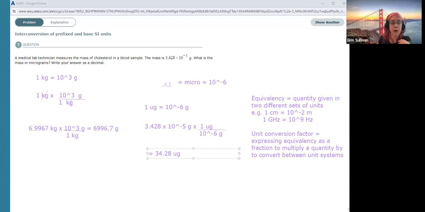Okay. So just make sure you know those common SI unit prefixes, write an equivalency, and then use that to make a unit conversion factor to convert whatever your value is in base units or prefix units to whichever one you're trying to get to. All right.